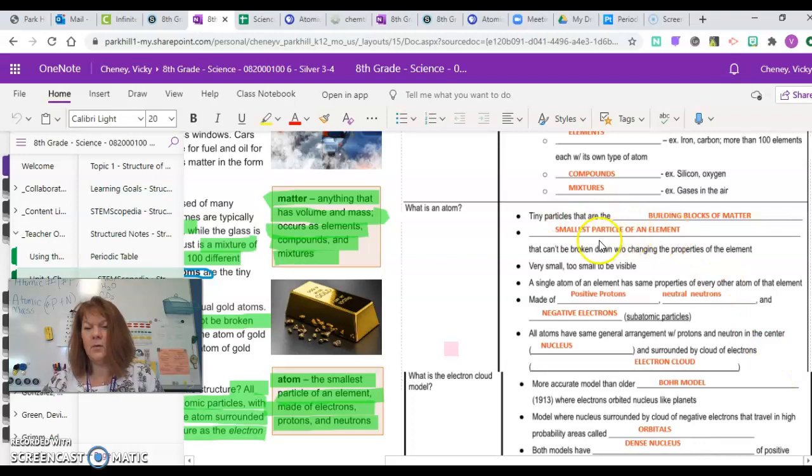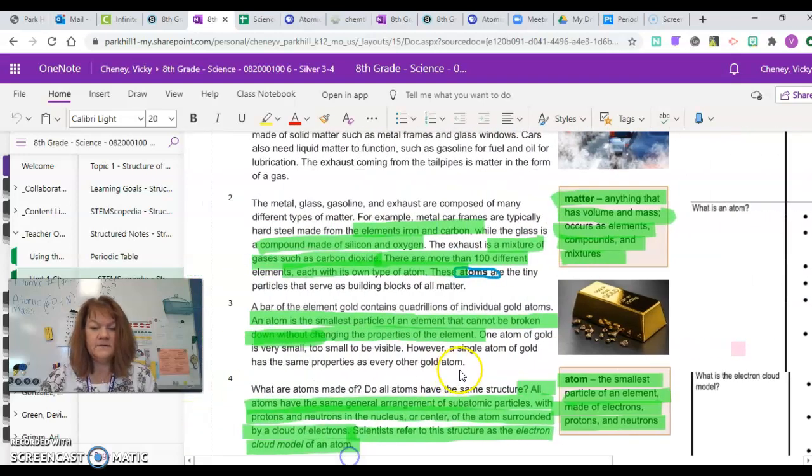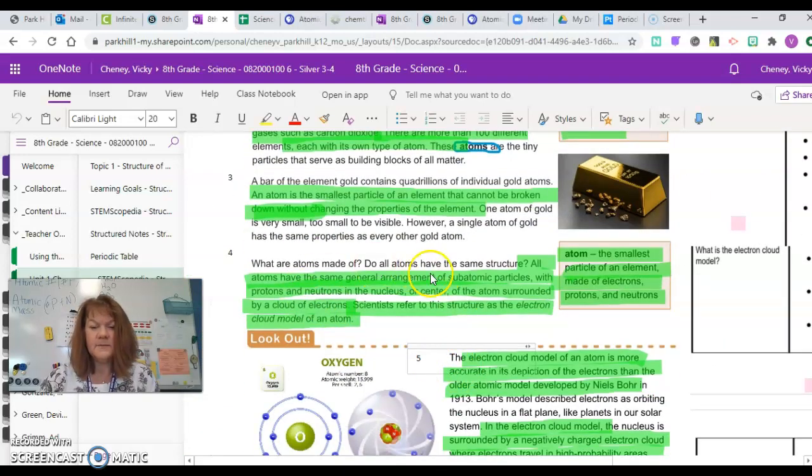We look over here at our notes. Okay, what is an atom? Atoms are the building blocks of matter. They are the smallest particle of an element. They're very small and too small to be visible. A single atom of an element has the same properties of every other atom of that element. That's why I said every atom of gold is going to be the same. We look over here, kind of like what are atoms made up of. So what are atoms made up of?